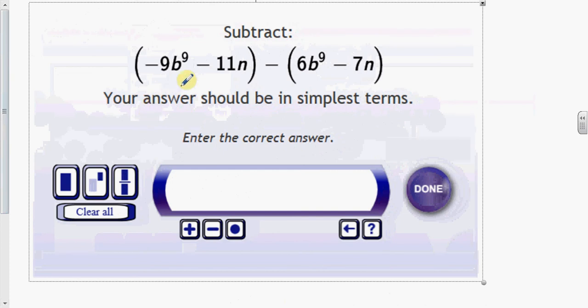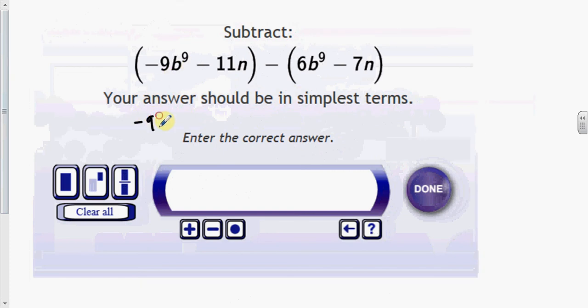So here, this is a binomial minus a binomial. Oh, they said subtracting a binomial and a monomial. Anyway, doesn't matter. So here this is negative 9b to the 9th minus 11n. You have to run this negative through the parentheses. This becomes a negative 6b to the 9th. It's a distributive tool. So this is negative times this guy, and then it's negative times that guy. Well, negative times that negative 7 over there is plus 7n.